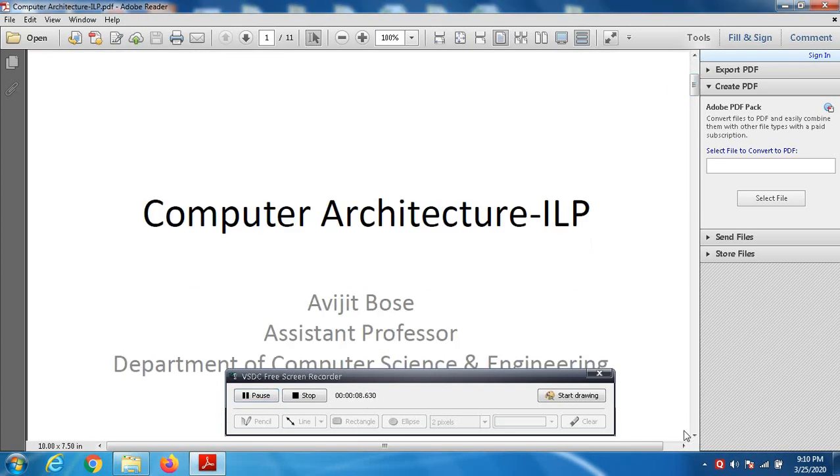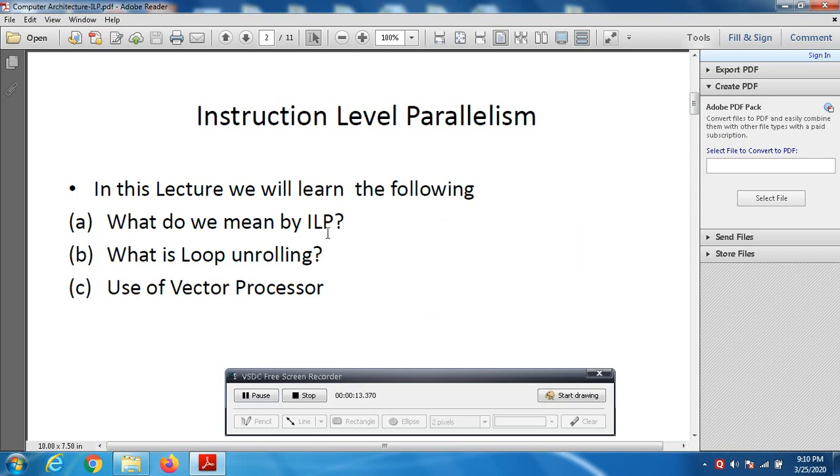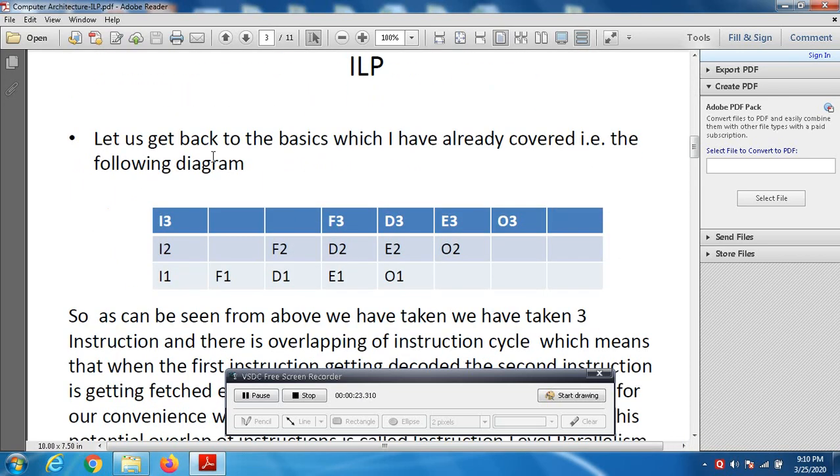Welcome to the Computer Architecture Instruction Level Parallelism lecture, and today we are going to read about what we mean by instruction level parallelism. Coming down to what we have already covered, it is basically the pipeline stages.